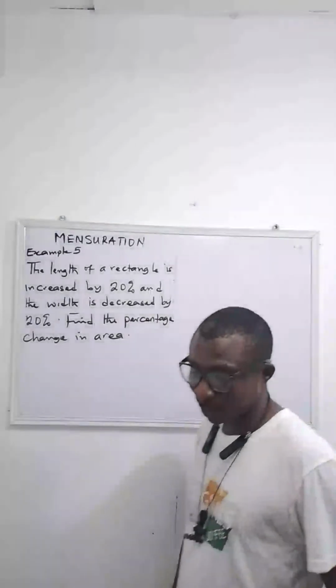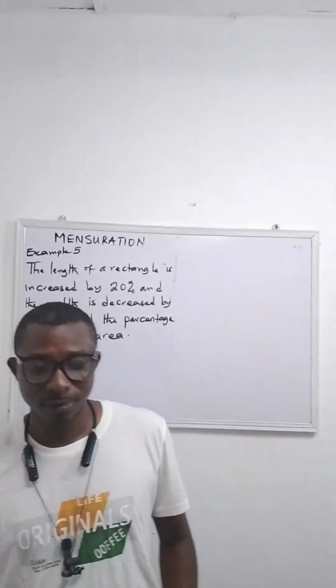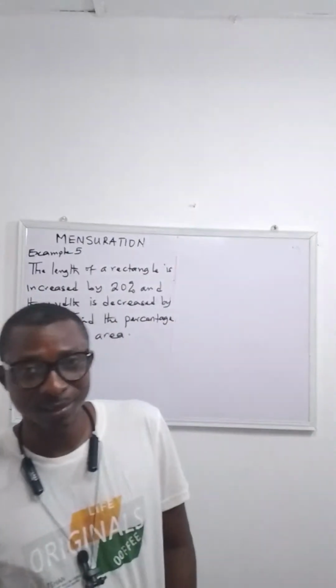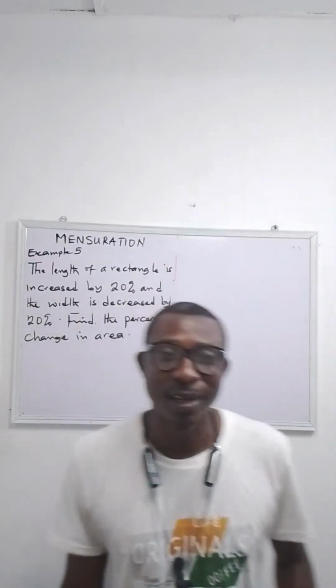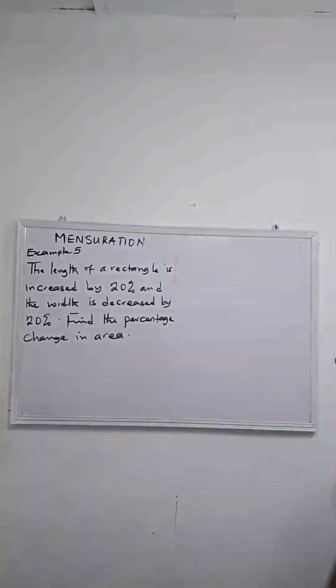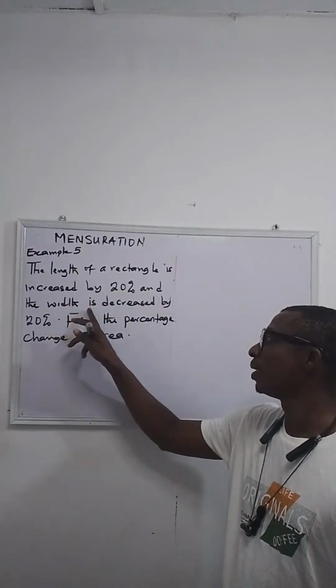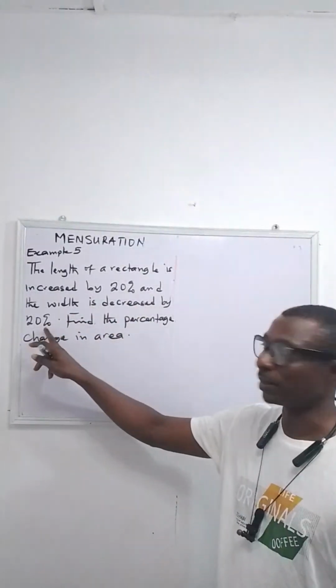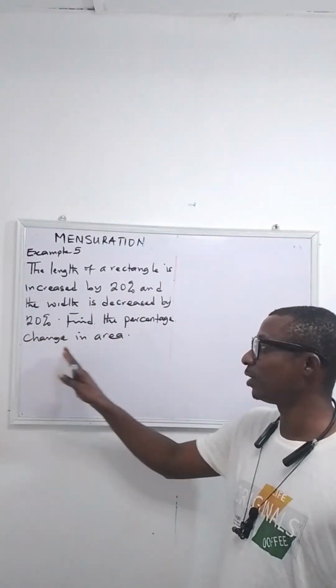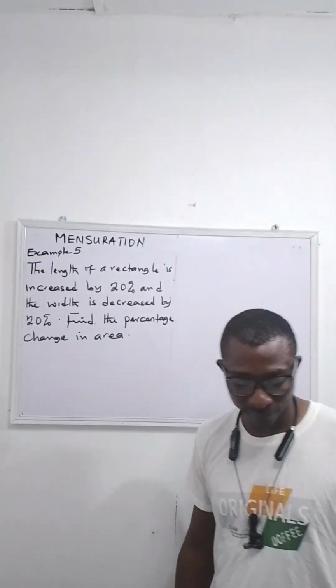All right. This is the next question. Sorry for that break in transmission. Okay. So now let's look at the problem here. I wish everybody should join in time. Okay, so now the length of a rectangle is increased by 20% and the width is decreased by 20%. Now find the percentage change in area.